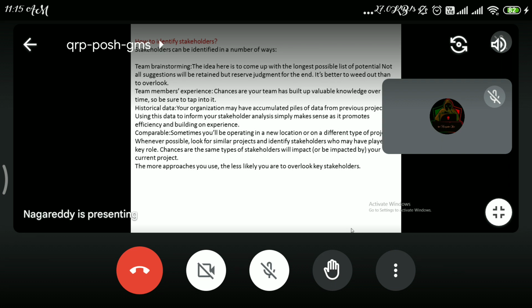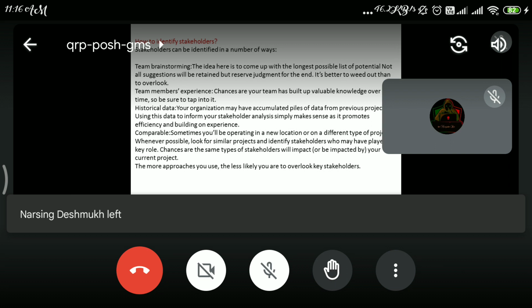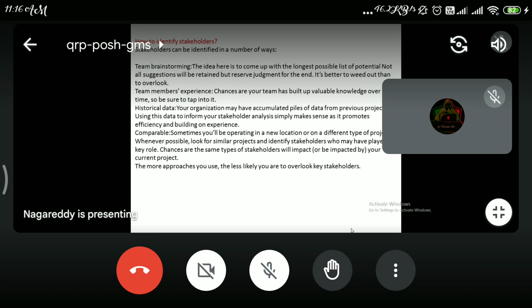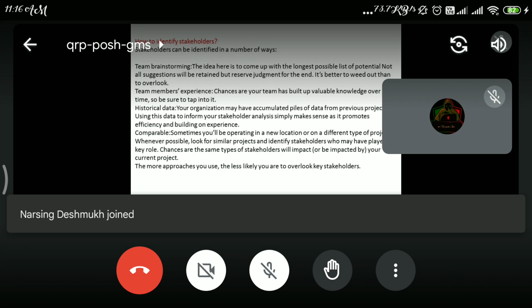Another one is comparables. Sometimes we have to operate in new locations or on a different type of product or project. When possible, look for a similar project and identify the stakeholders who have played the same role. For example, if one project is going on, the same kind of project which we are going to implement on the other site. If there are two projects, someone is working in project A for a very long duration. He has some very good knowledge about that project.